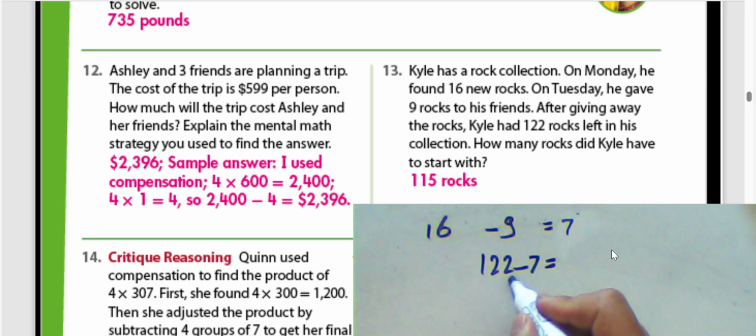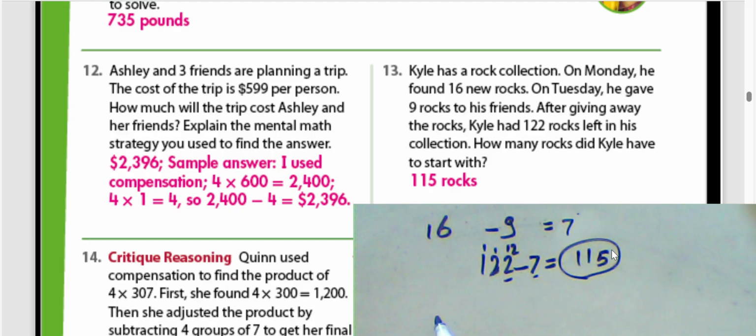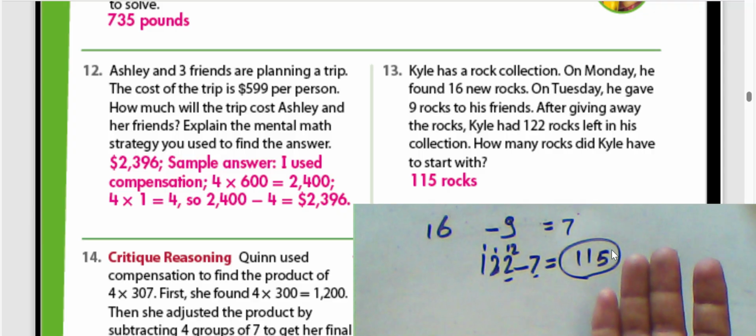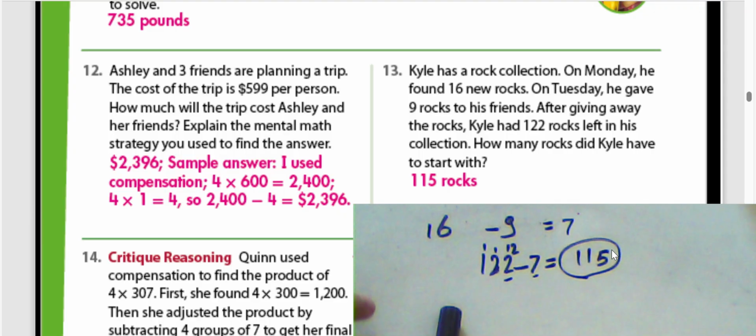12 minus 7 equals 5, right? And the result will be 115 rocks. Okay, my students, you must pay attention with me. I will solve this example with you again. On Monday, he collected 16 new rocks. On Tuesday, he gave 9 rocks to his friends, and the remainder with him is 7. After giving away the rocks, Kelly had 122 rocks left in his collection. How many rocks Kelly had to start with will be 115.